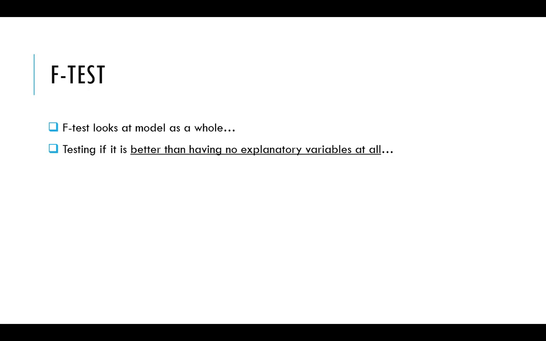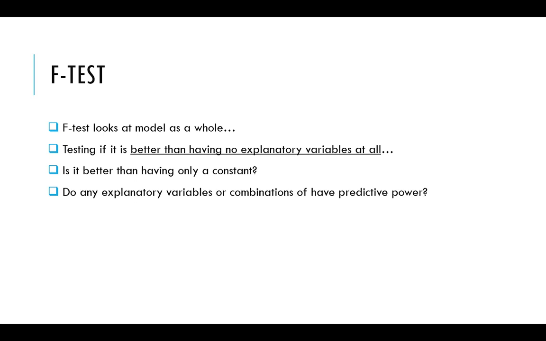So hopefully you're starting to think, well, this doesn't seem like a really robust test. It doesn't seem like it sets a very high bar. And if that's what you're thinking, you're exactly right. With this test, we are asking if our model is better than having only a constant. In other words, do any of your explanatory variables or combinations of your explanatory variables have any predictive power? Well, gosh, you hope so, right?